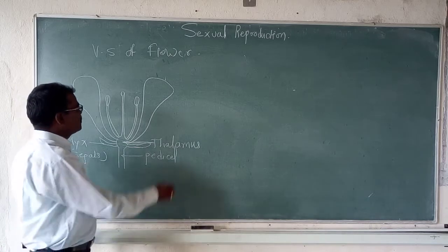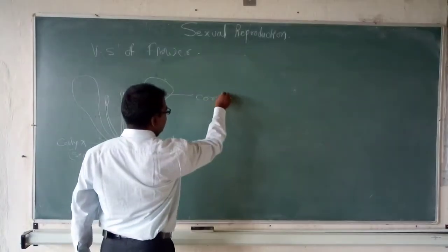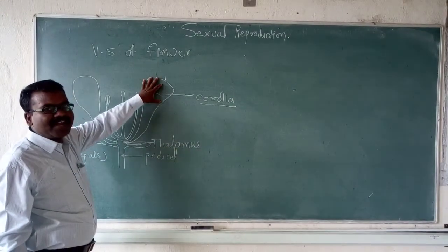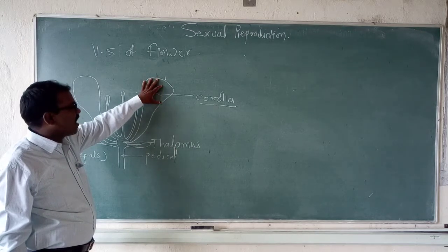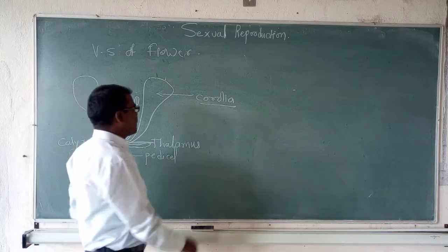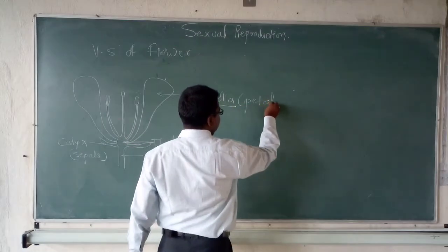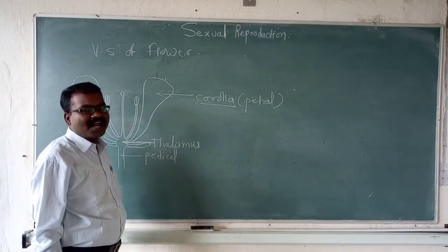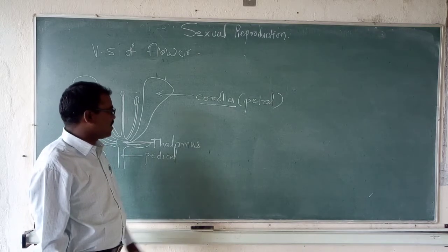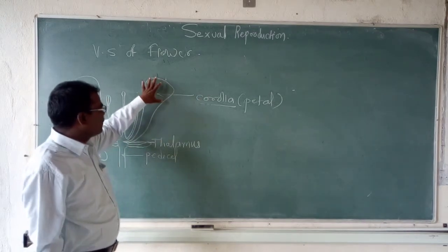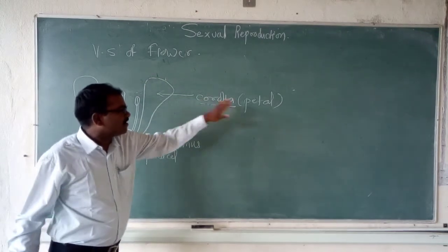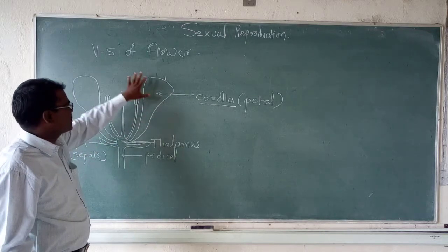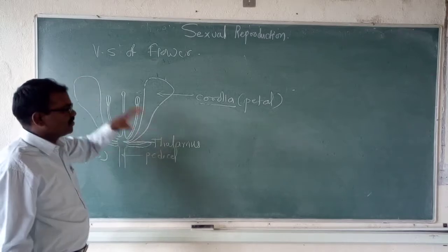Another whorl of the flower is the corolla. Corolla is the second whorl after the calyx. Corolla is bright and attractive with nectar, and an individual member of the corolla is called a petal. Petals are the colored, attractive portion which attracts insects for pollination. This is the function. This is the first petal. The number of petals differs in different species. Here in the vertical section we have seen only 2 petals.